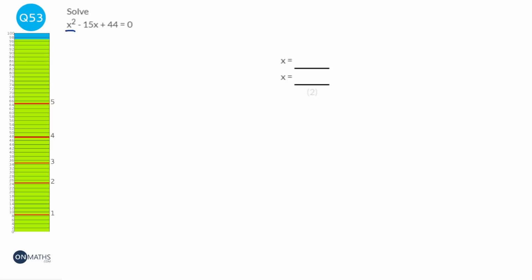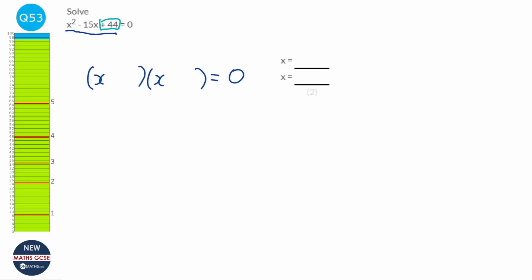So the first thing we need to do is factorise the quadratic, and so we put down 2 sets of brackets, and an x will be at the start, and so we're thinking about 2 numbers that times together to make 44 and add together to make that minus 15 there. So the 2 numbers will be minus 11 and minus 4. So minus and a minus is a plus when we times them. 11 times 4 is 44. And then when we add them together, minus 11 plus minus 4 is minus 15.